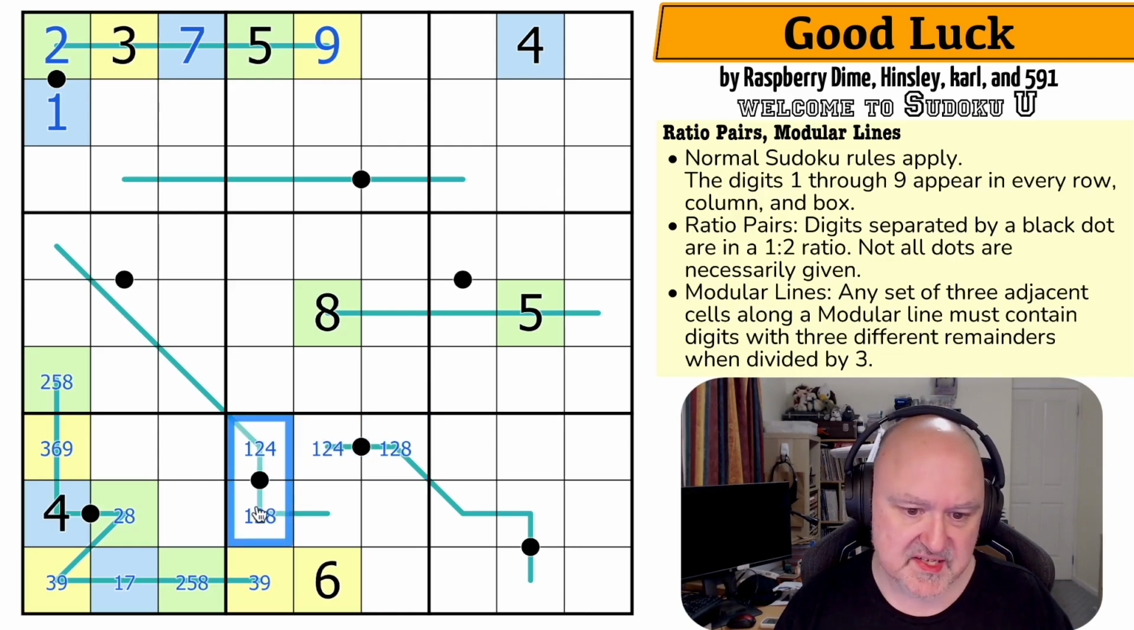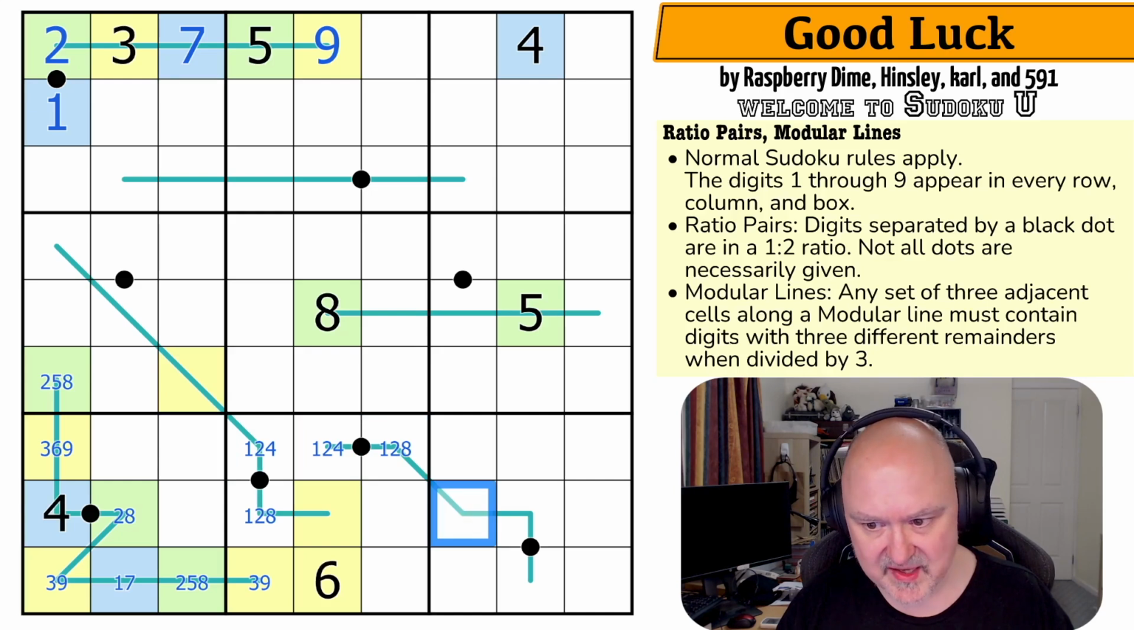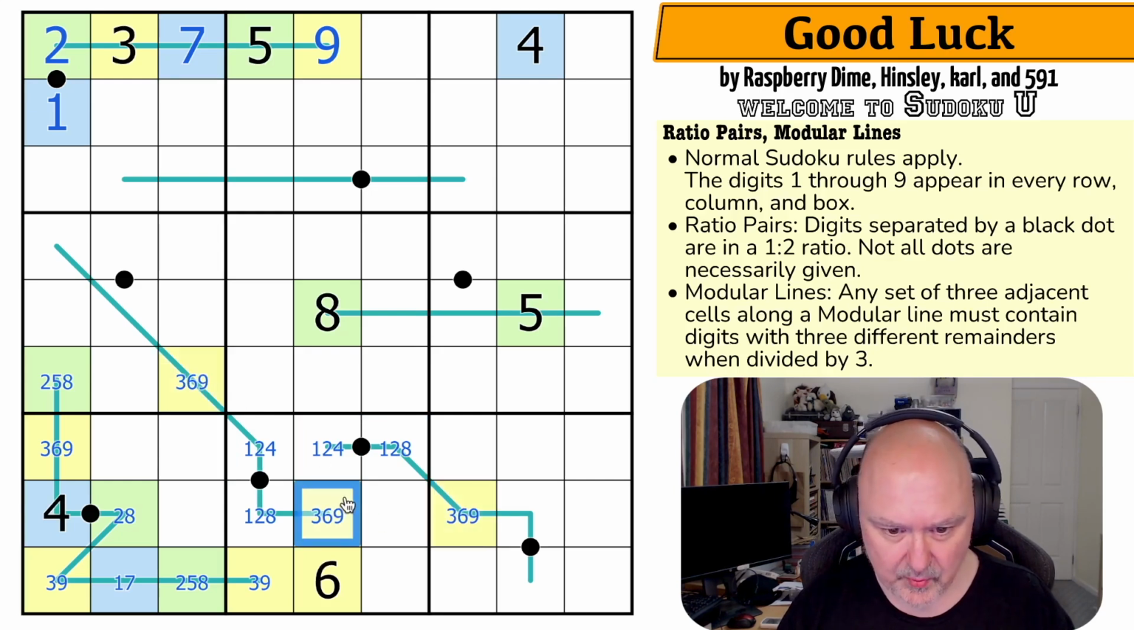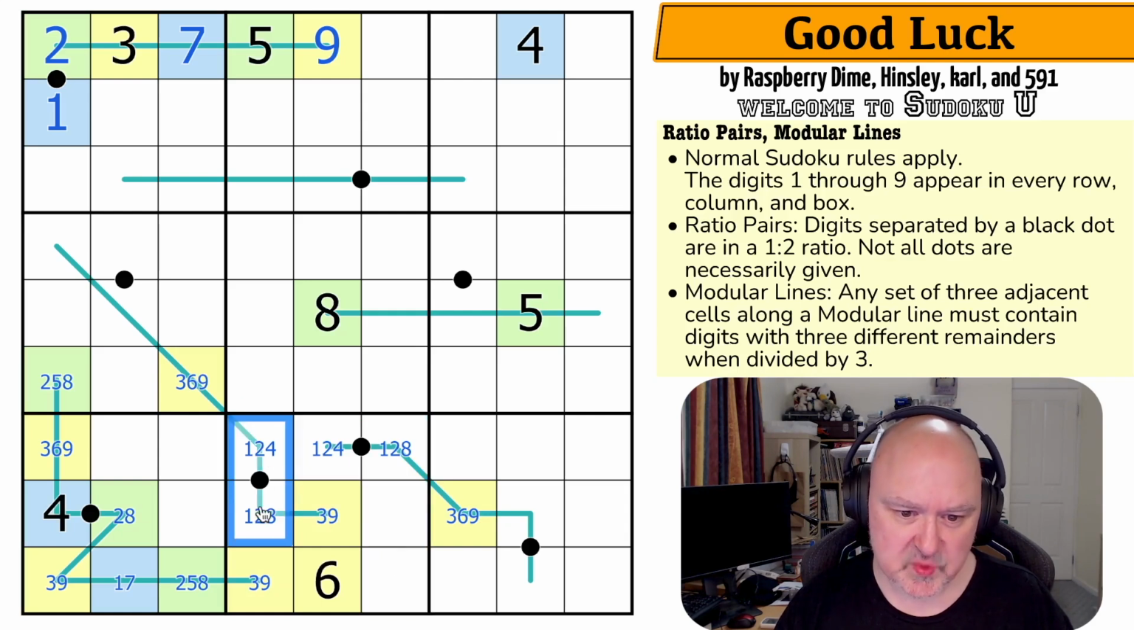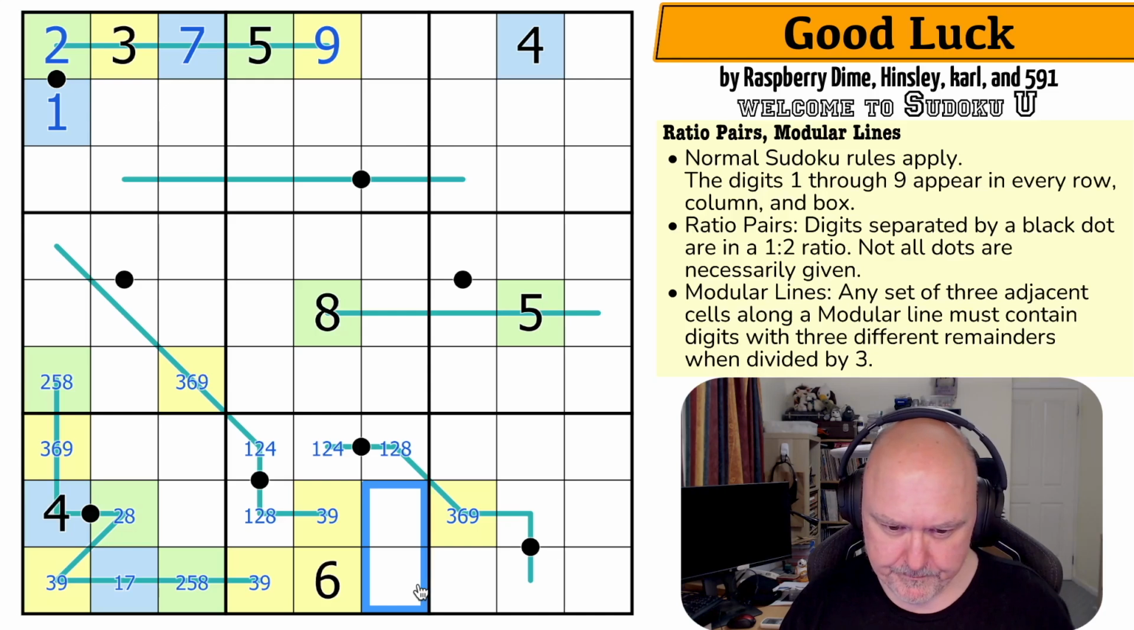But there's no 3, 6, 9 on those two dots. So those need to be from 3, 6, 9. And there's no there, so that needs to be from 3, 6, 9. So these are all from 3, 6, 9. That one can't be a 6. So there's one of each here, and there's one of each here. So there's one of each here. But I'm not sure how that's going to work.